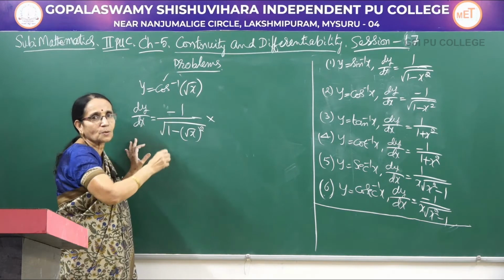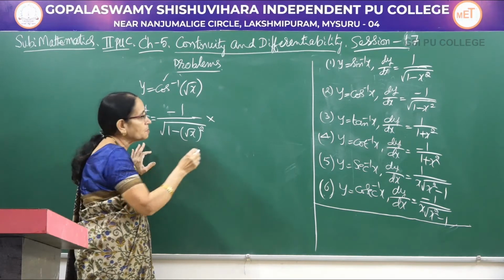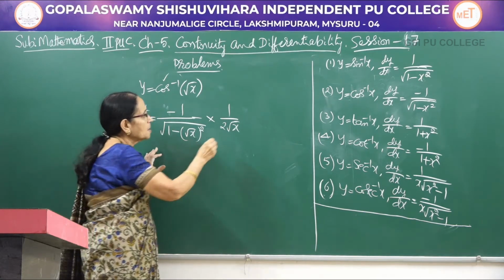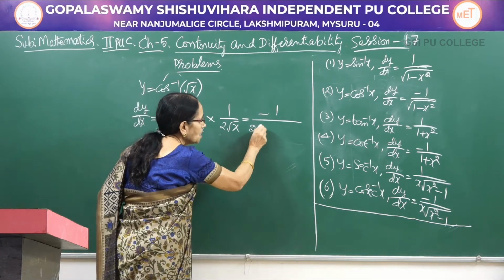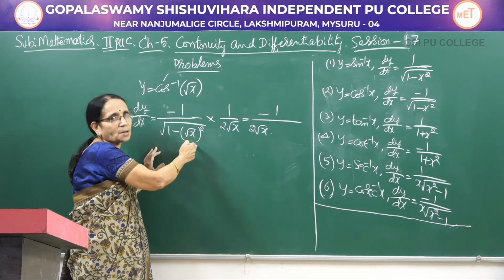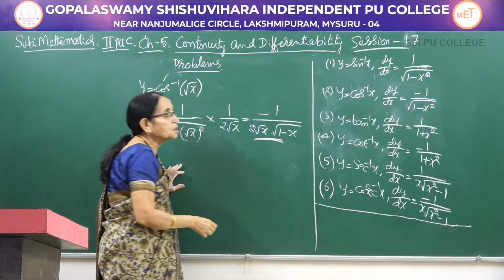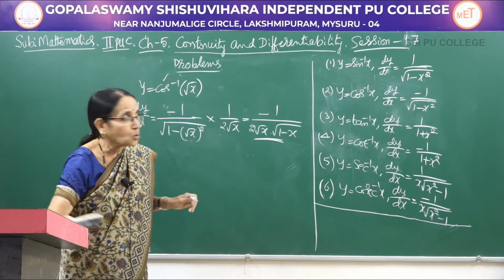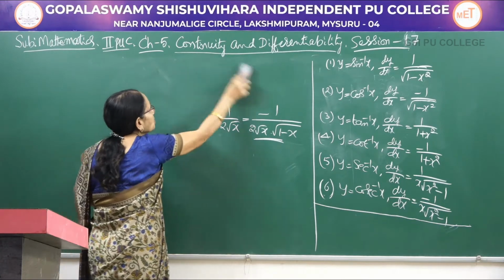Now come to the derivative of this one because it is also a function of x. What is the derivative of root x? Again the basic function, 1 by 2 root x. Now write it like this, minus 1 divided by, first I write in an order, 2 root x into, what is root x the whole square? It is x, isn't it? So it is root of 1 minus x. So this is a derivative, minus 1 by 2 into root x into root of 1 minus x. So this is how you have to solve the problems.